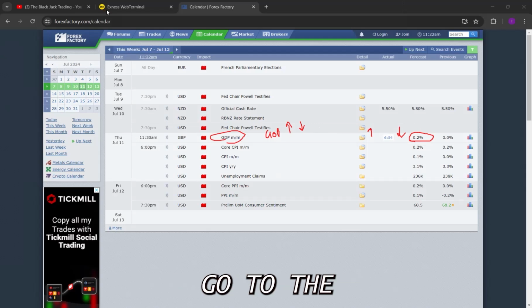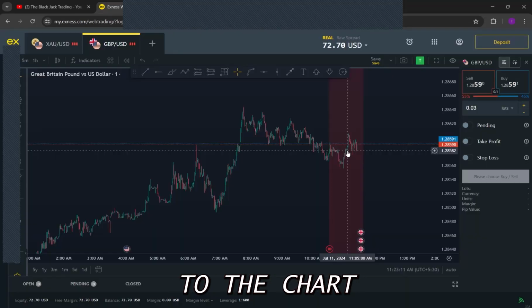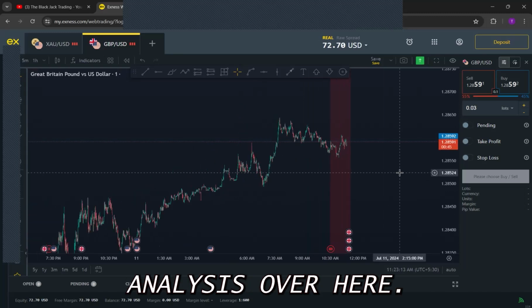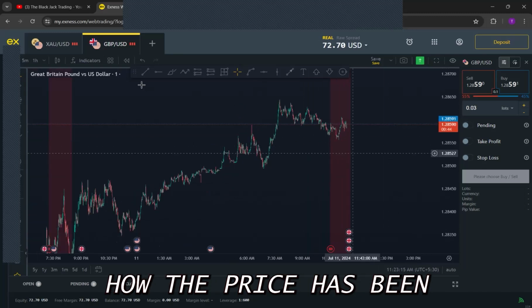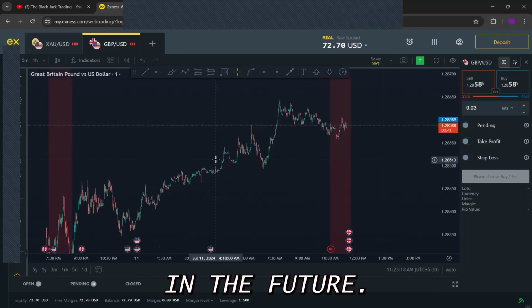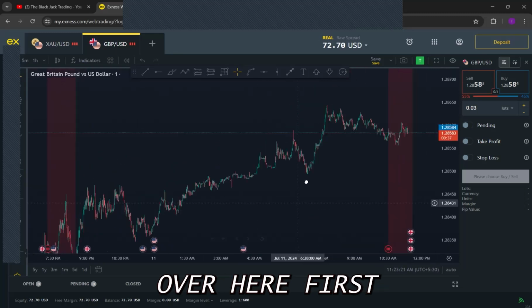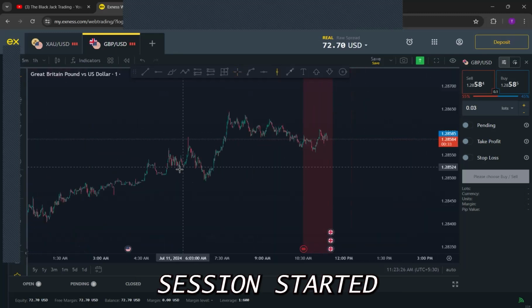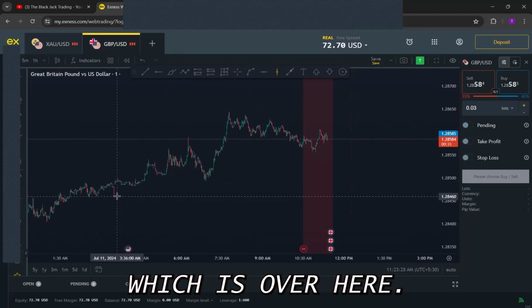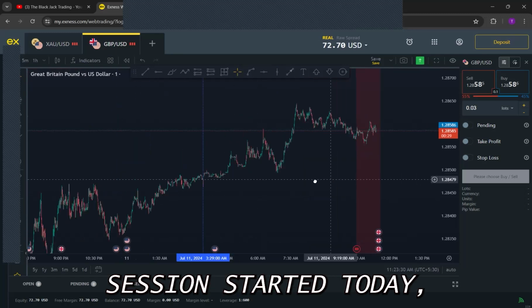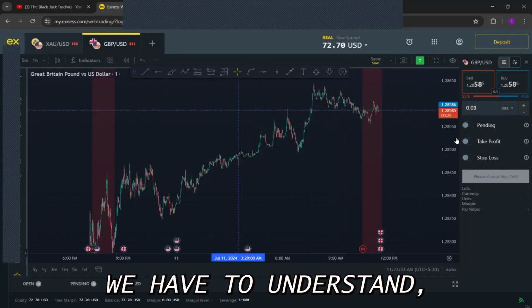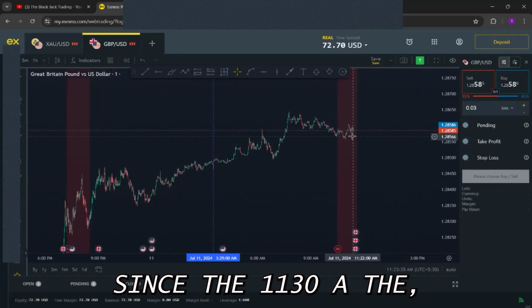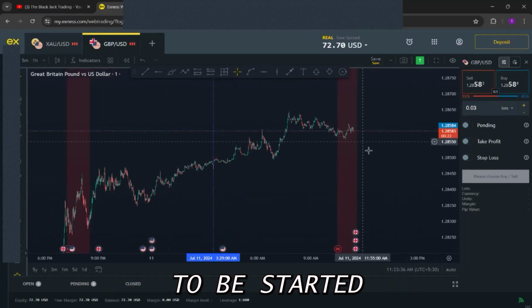Now for the technical analysis, let's come to the chart, and we will see how the price has been moving in the past and how the price will move in the future. So let's analyze over here. First, we will understand that the Asian session started around this level, which is over here. Since 11:30 a.m., the London session is going to be started in the market.